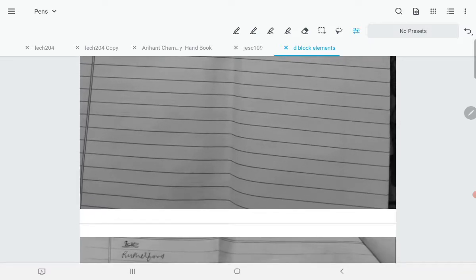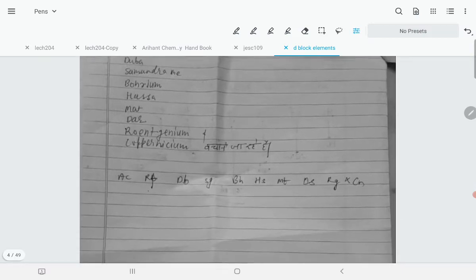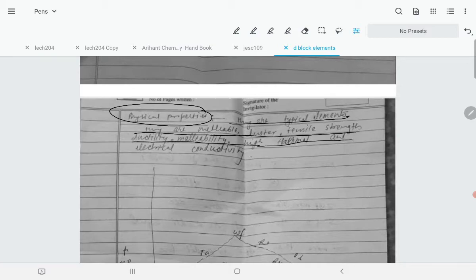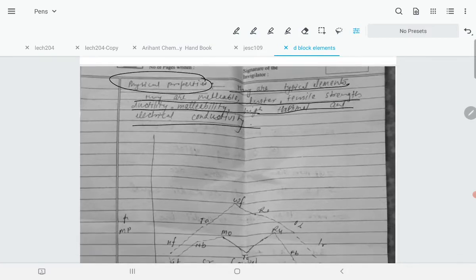But it is not very important to memorize all of them. Physical properties: they are typical metals. They are malleable, lustrous, ductile, with high tensile strength and high thermal and electrical conductivity.